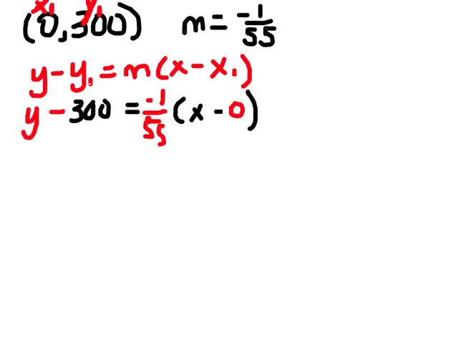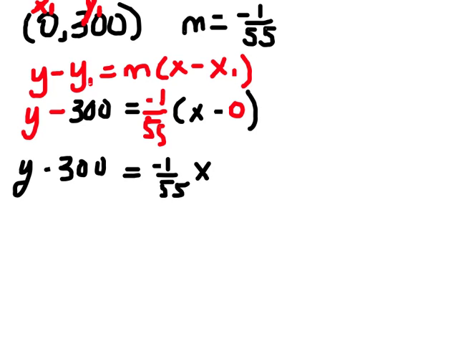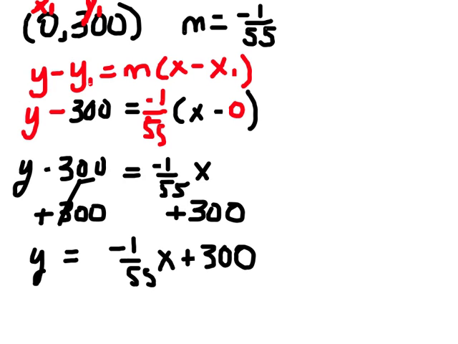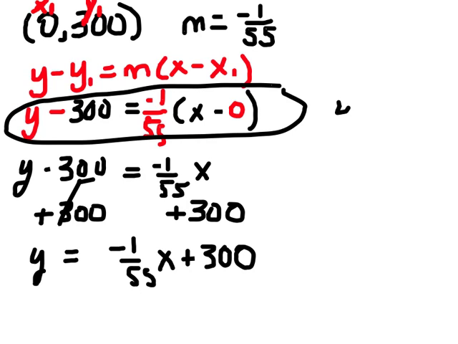So this simplifies to y minus 300 is -1/55x. And if I want to do this the easiest way possible, let's now move that 300 to the other side. So I'm going to add 300 to both sides, and I'm going to get y equal to -1/55x plus 300. So this is what they actually are asking me to do. This right here is the answer to 44.